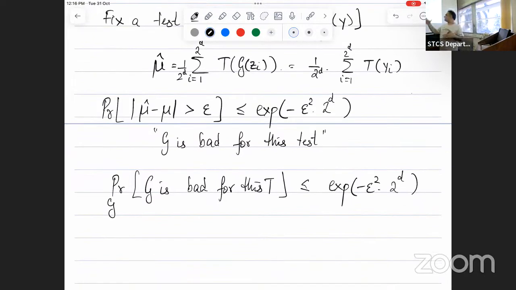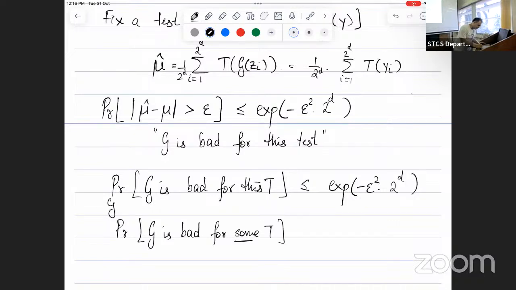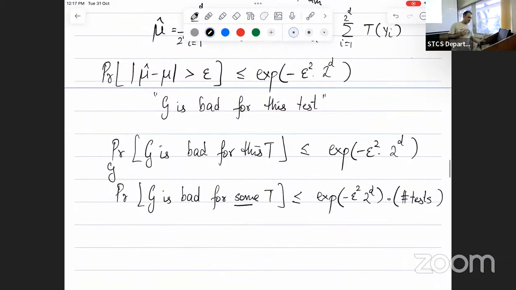But again, we just chose one such test. We are probably fighting against many things. So what all are we fighting against? The probability that G is bad for some T is at most, just by a union bound, exponential in minus epsilon squared 2 to the d times the number of tests that you're dealing with. Because for every such test, the chance of you being bad is small, and this is just a union bound. This is actually a very general statement; there was nothing very special about circuits. So far, T was some test, and as long as your bag of tests is small, this number is small.